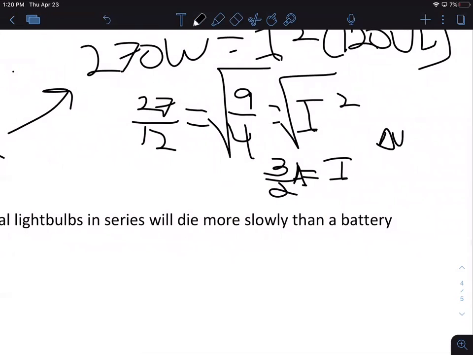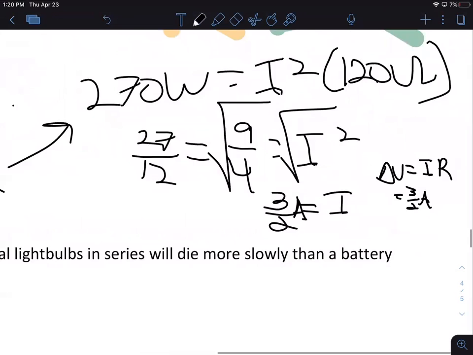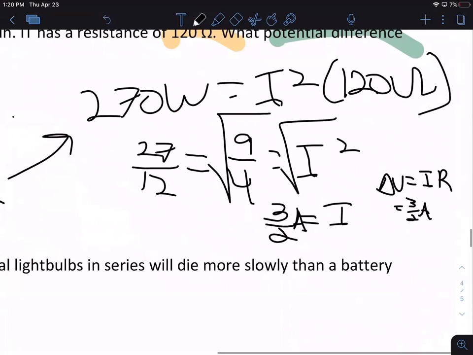So I can now use Ohm's law, V equals I R. 3/2 amps, or 1.5 amps. So 120 ohms. That's 180 volts.